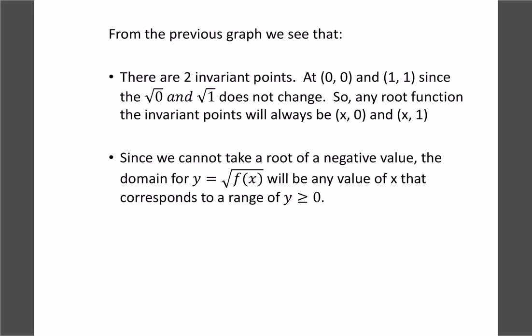Because the square root of 0 is 0 and the square root of 1 is 1, we're always going to get invariant points when y is 0 or 1. Not the x coordinate, remember, it's just the y coordinate. So our coordinates will end up being whatever the x value is originally, they'll stay the same, but the y value will stay at 0 and at 1. And also, since we can't take the root of a negative value, we will basically never get a negative portion of the graph, so the range will always be greater than or equal to 0.